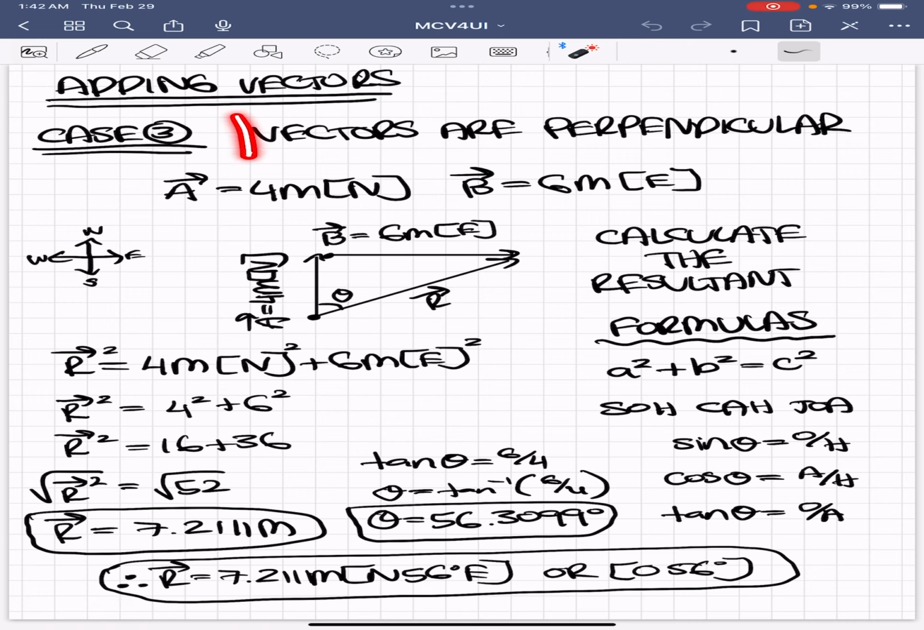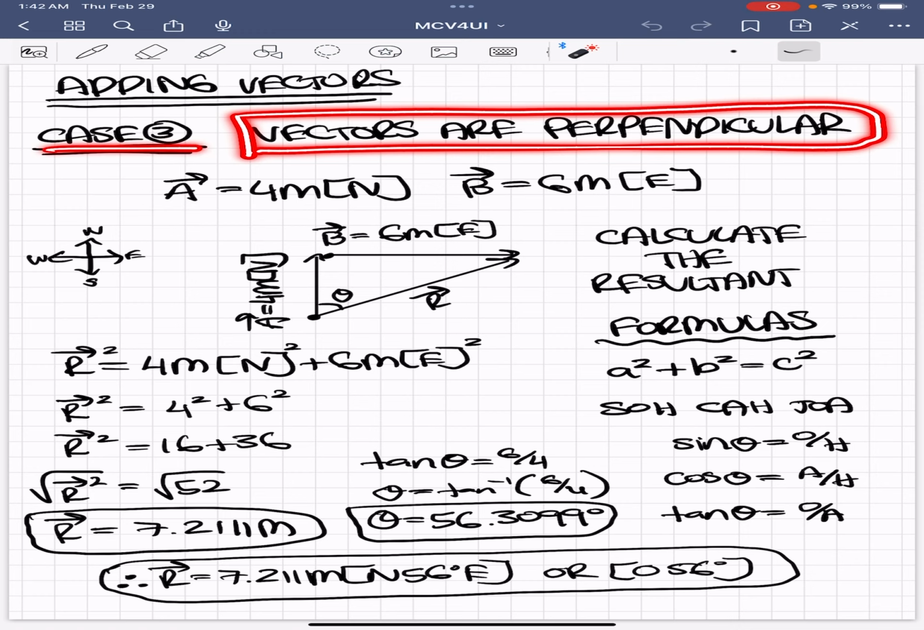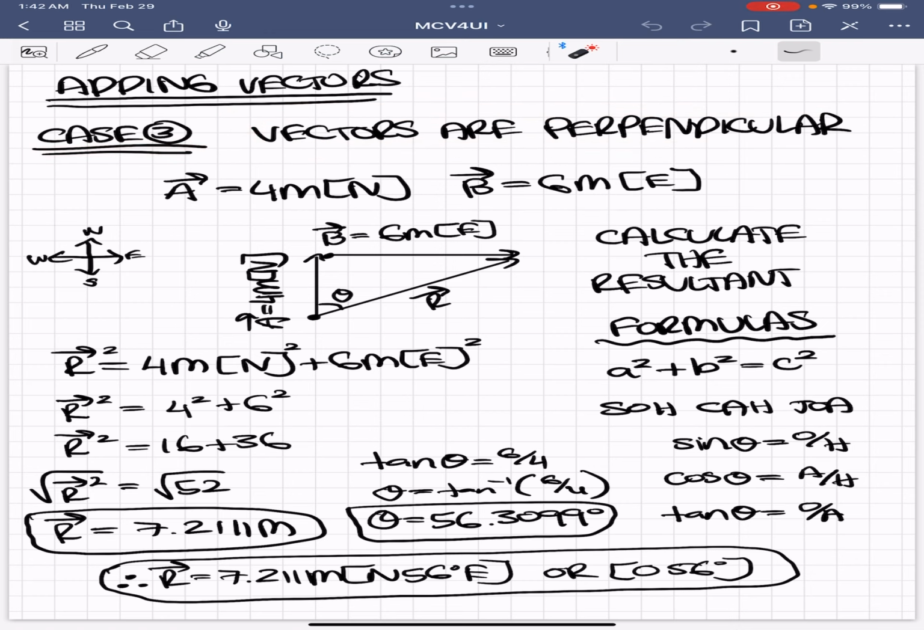So we have case number 3, in which vectors are perpendicular, which means it creates a 90-degree angle. Okay, I'll give you a minute to write all of this down. Okay, let's begin.